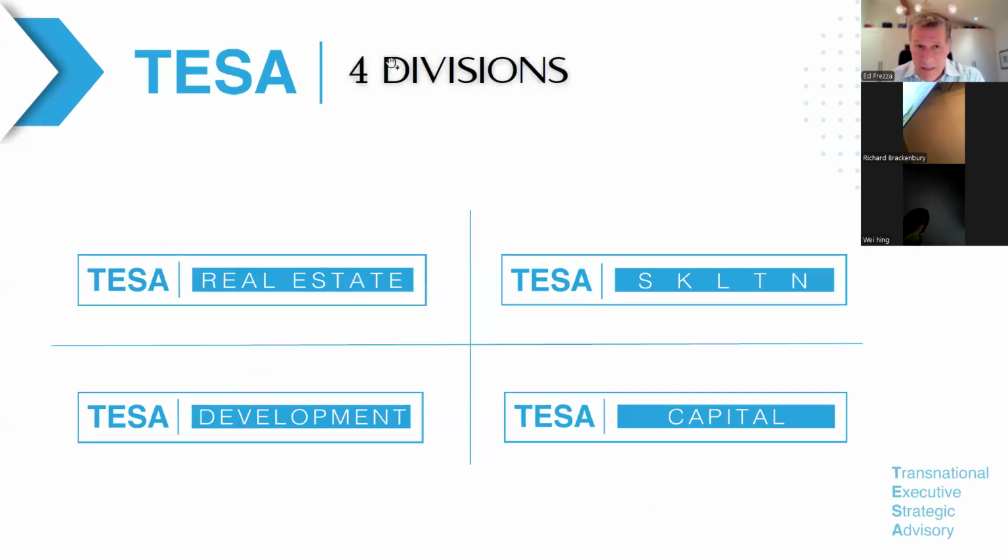In terms of our company, TESA has four divisions, and this is relevant because we have the ability to tap into various sources of the development process to find out real numbers in terms of acquisition, purchase price, closing costs, entitlement, construction, financing, etc.